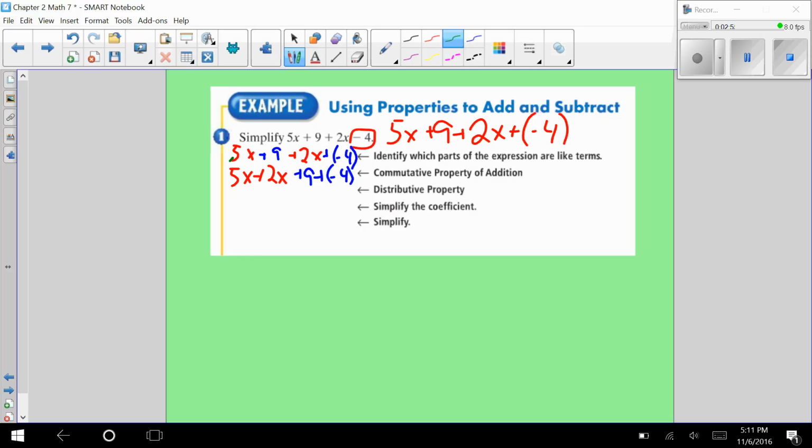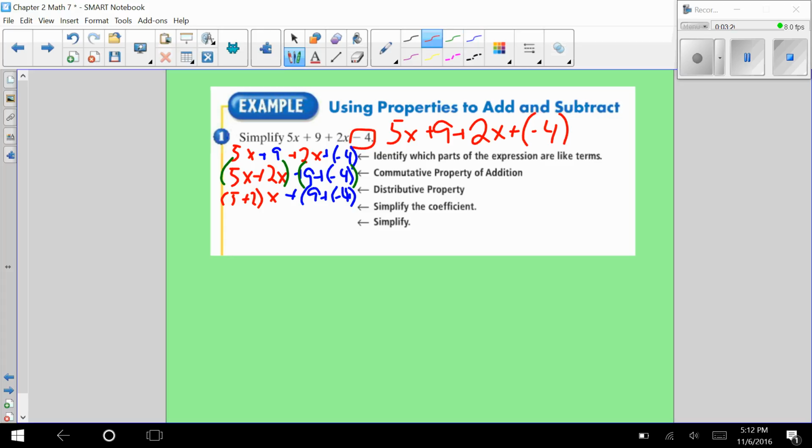An extra little step that we're going to do is just group these together. So then the distributive property, we're going to use it in reverse. What do 5x and 2x have in common? They have an x. We have a 5 plus 2 in our parentheses before that. We still have our plus 9 plus -4.